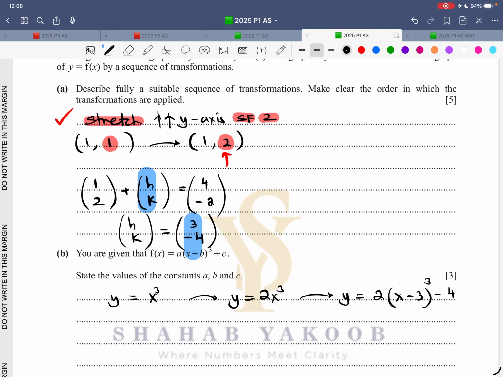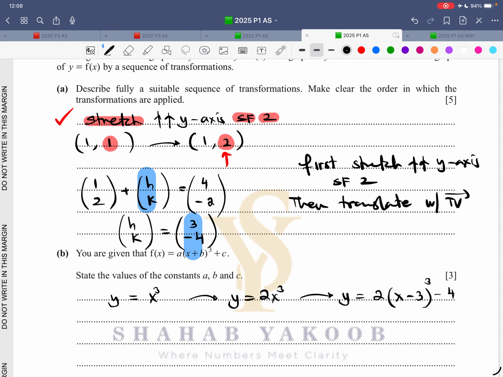So what is the order? First, stretch parallel to the y-axis with scale factor 2, and then translate. You can write horizontal and vertical separately, or you can say translate with a translation vector. What is the vector? (3, -4). That's how this thing is done.